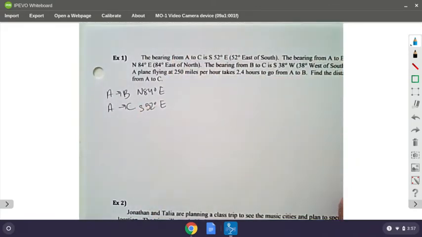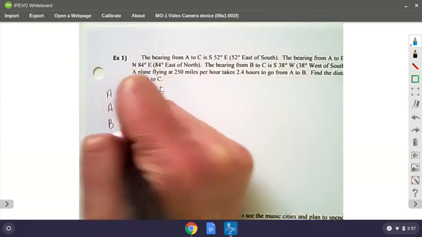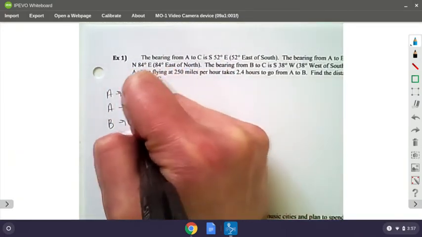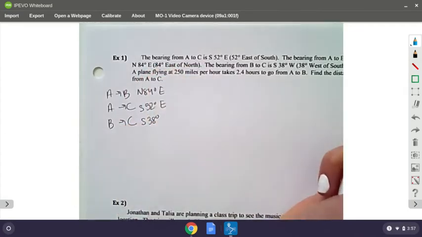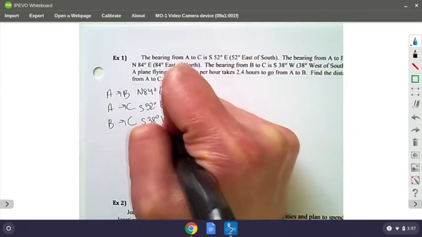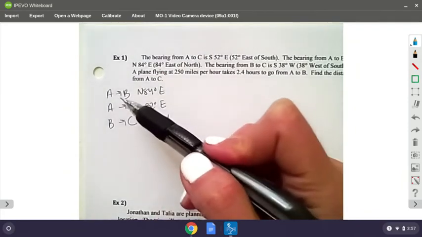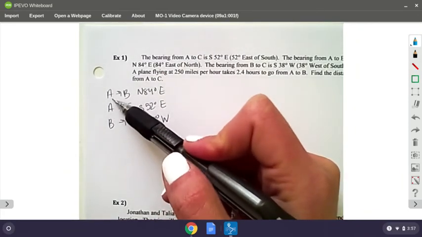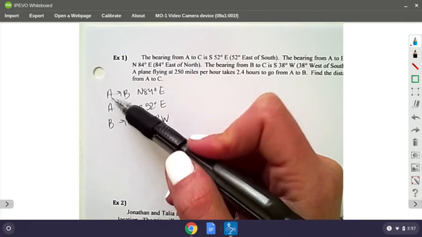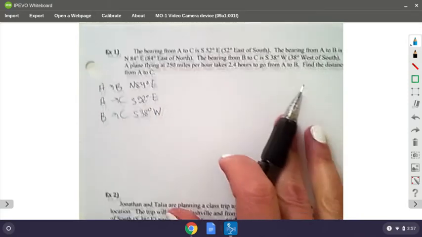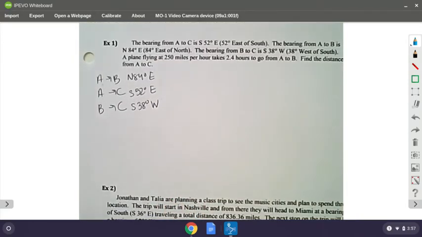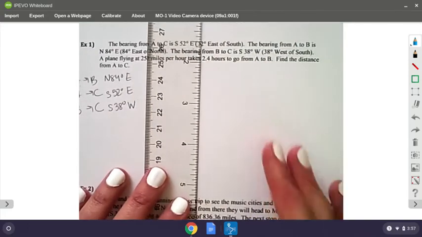And then B to C is 38 degrees south, west of south. Okay, so those are our 3 bearings. When you have one place or one location that has 2 bearings coming from it, you want to start with that one. So I'm going to start with point A. So I'm going to draw my bearing line.